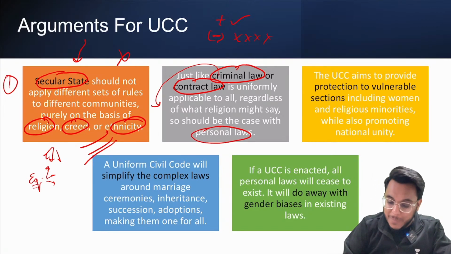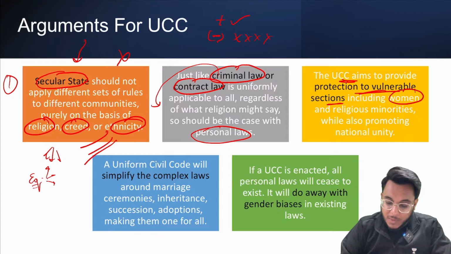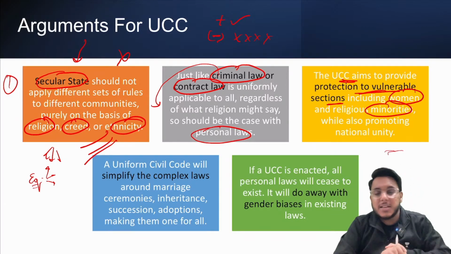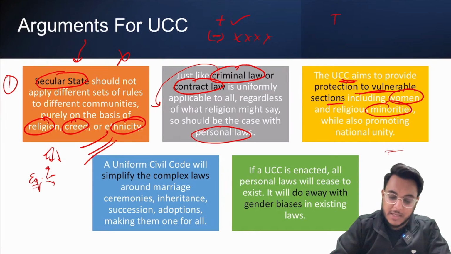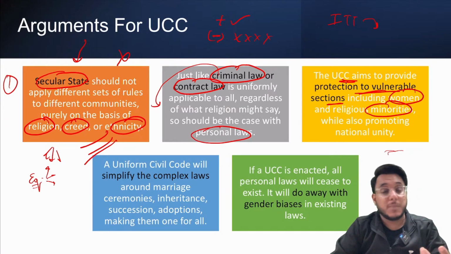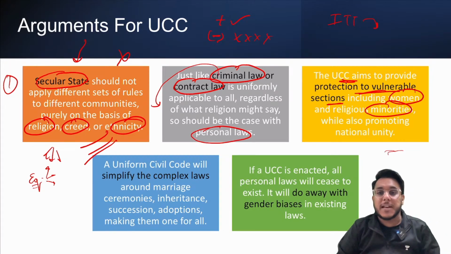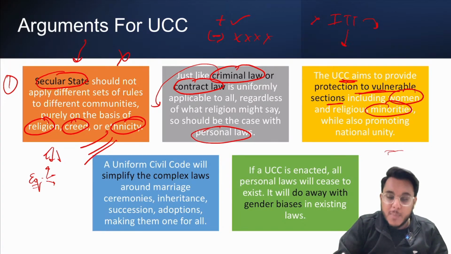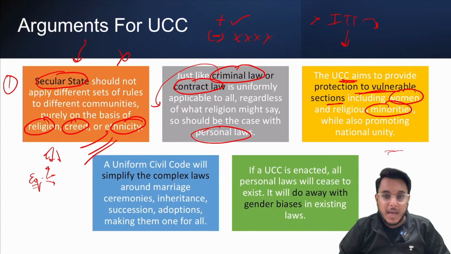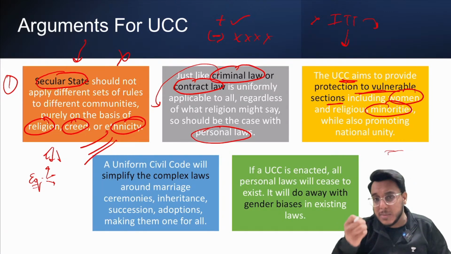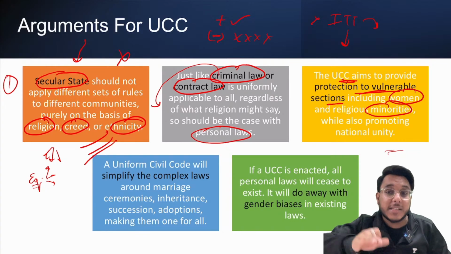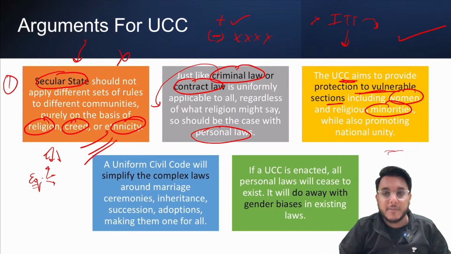The next thing that comes is that the UCC will provide protection to vulnerable sections, for example, women and minorities. Now, guys, understand this. For example, when we talk about instant triple talaq. Instant triple talaq was a matter of the personal law of the Muslim community, and it flowed out of religious justifications that were given. But we found that women were the worst sufferers of instant triple talaq. So there are many laws, many personal beliefs which are discriminatory to women, or discriminatory to vulnerable sections of society. So therefore it will be addressed. Moreover, it will also promote national unity.